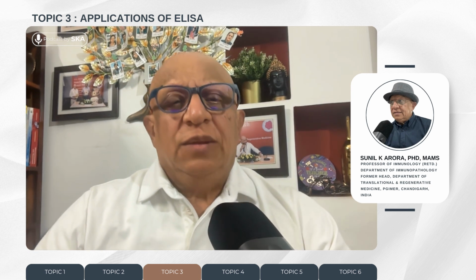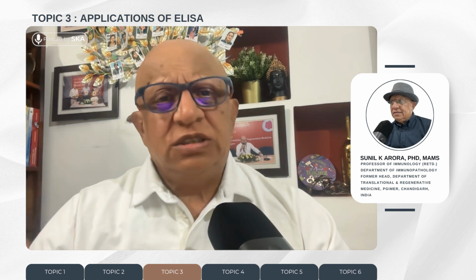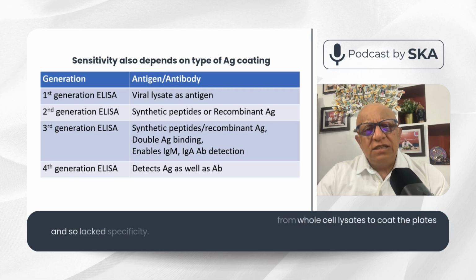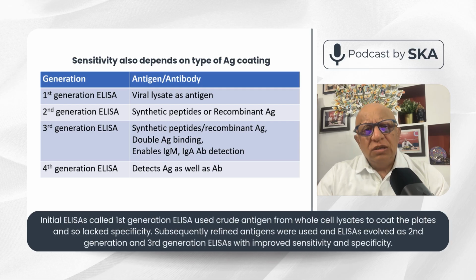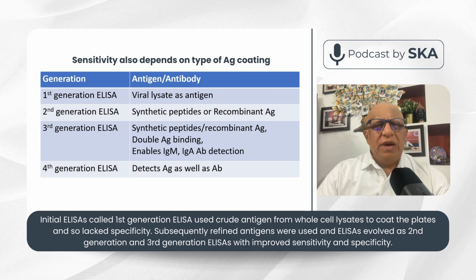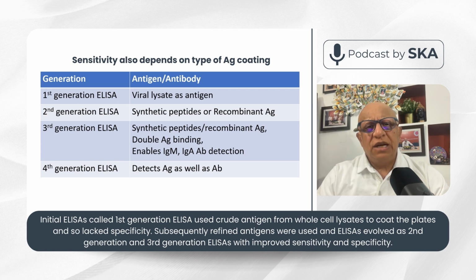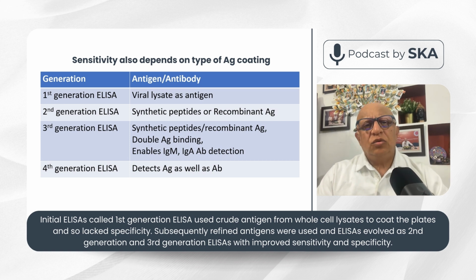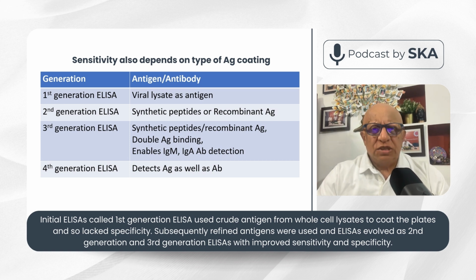Since it was developed, it initially depended on antigens made from whole cell lysate, like whole viral lysates or whole organism lysate, which include many antigens, which are coated onto the plate. And those organisms share antigenic determinants with their related organisms, and those kinds of ELISAs, which were called the first generation ELISAs, would have less specificity because of picking up the cross reactive antibodies.